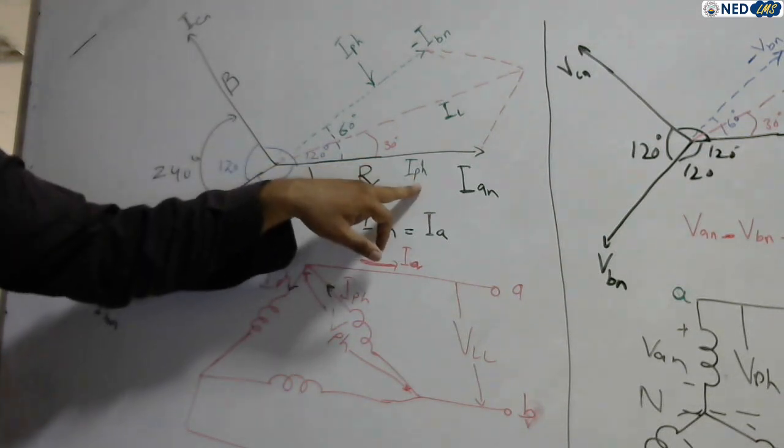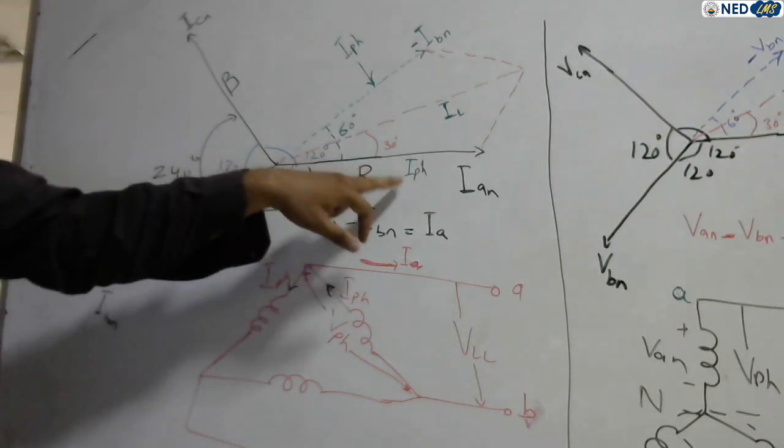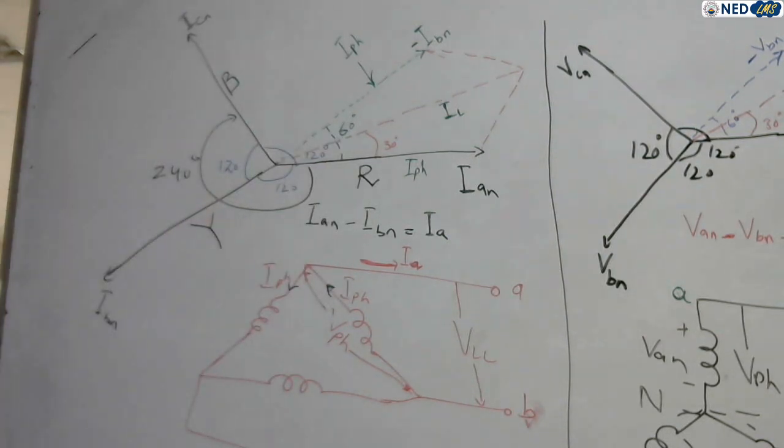This is the phasor current diagram, right? Because we are going to draw for the delta connections. So red phase, yellow phase, blue phase, they are 120 degrees apart from each other.